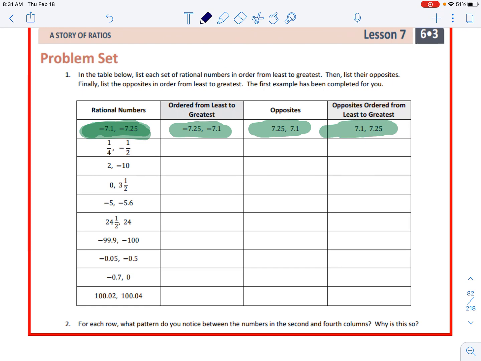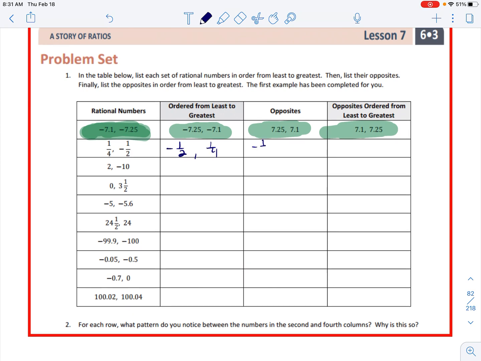So the first one is 1/4 and -1/2. So obviously from least to greatest, it's going to be -1/2 and then 1/4. The opposites of this would be -1/4 and 1/2. And then from least to greatest, the opposites would be -1/4 and 1/2.